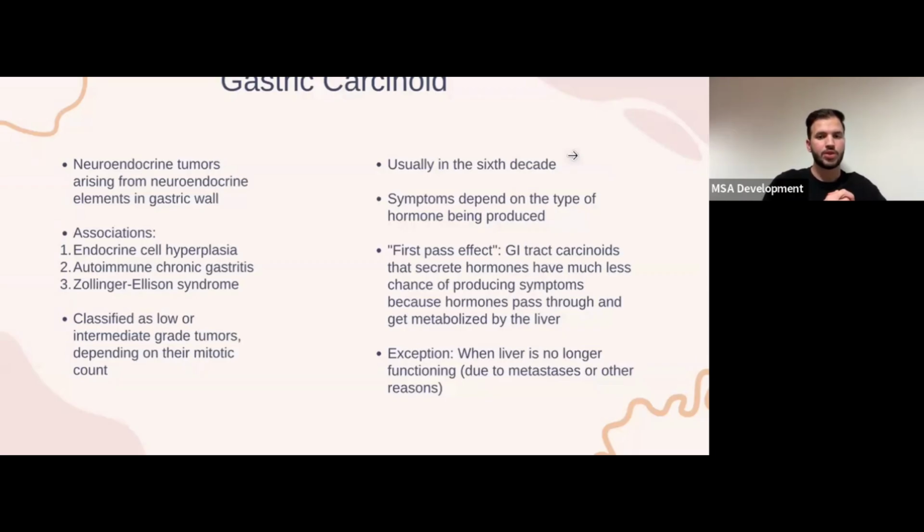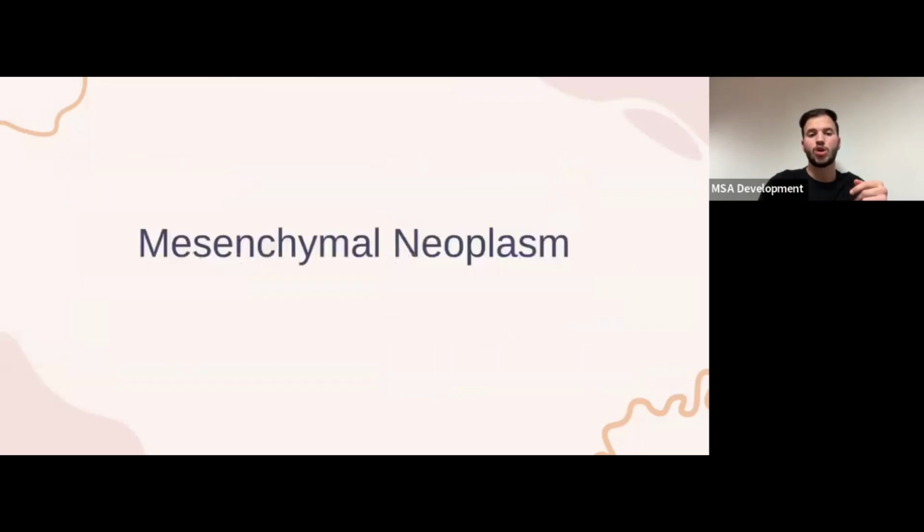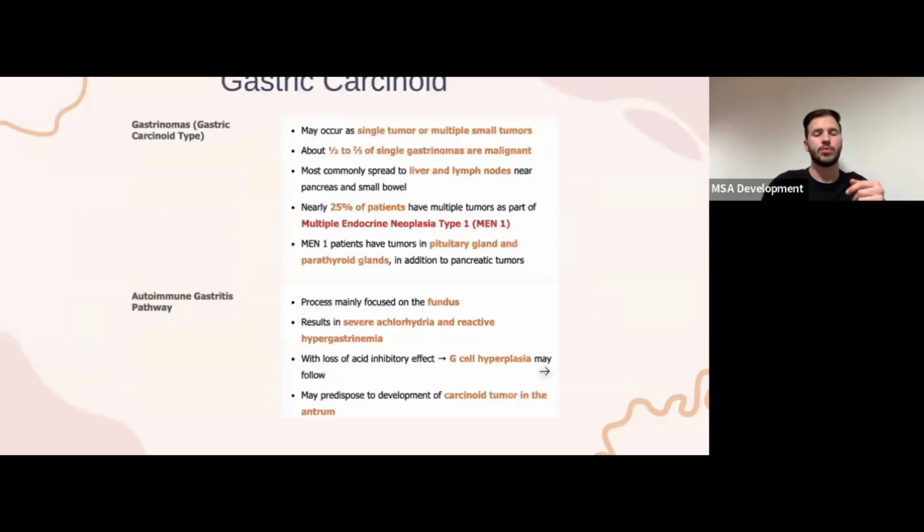How do they present the patients? They usually present in the sixth decade. The symptoms depend on the hormone they're producing. But the good thing in our body is the first pass effect. So usually the GI carcinoids secrete hormones, and all of the hormones go through the liver. So they get metabolized by the liver and they won't have much effect. However, there's an exception, of course, if the liver is not functioning well. Now, let's talk about the mesenchymal neoplasm.